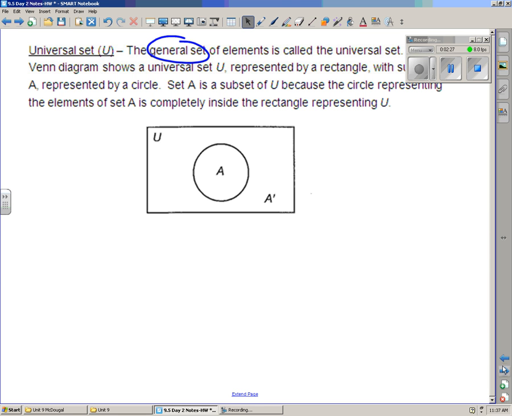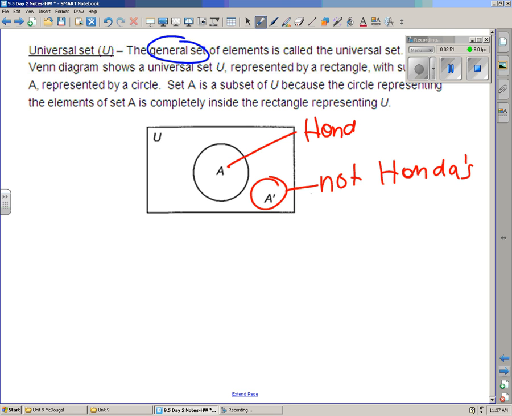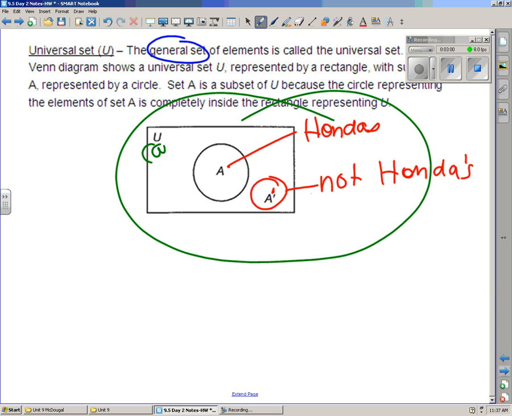So this next part, okay, let me finish with this one. So what's happening here is set U, let's say, is a whole bunch of cars. Set A are all the cars that are Hondas. This thing, which happens to be on the next page, is all the cars that are not Hondas. So we're going to call set A Hondas. A prime, this little prime thing, are not Hondas. And all of these are in the general universal set that we're going to call cars.